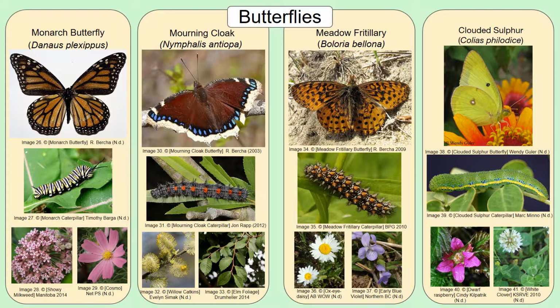Meadow fritillary, who love feeding on flowers from the daisy family and who deposit their eggs on violets because that's what their caterpillars like to eat. There's also clouded sulfur butterflies who feed on nectar from raspberries, delphinium, violets, and their caterpillars like to eat alfalfa and clover.